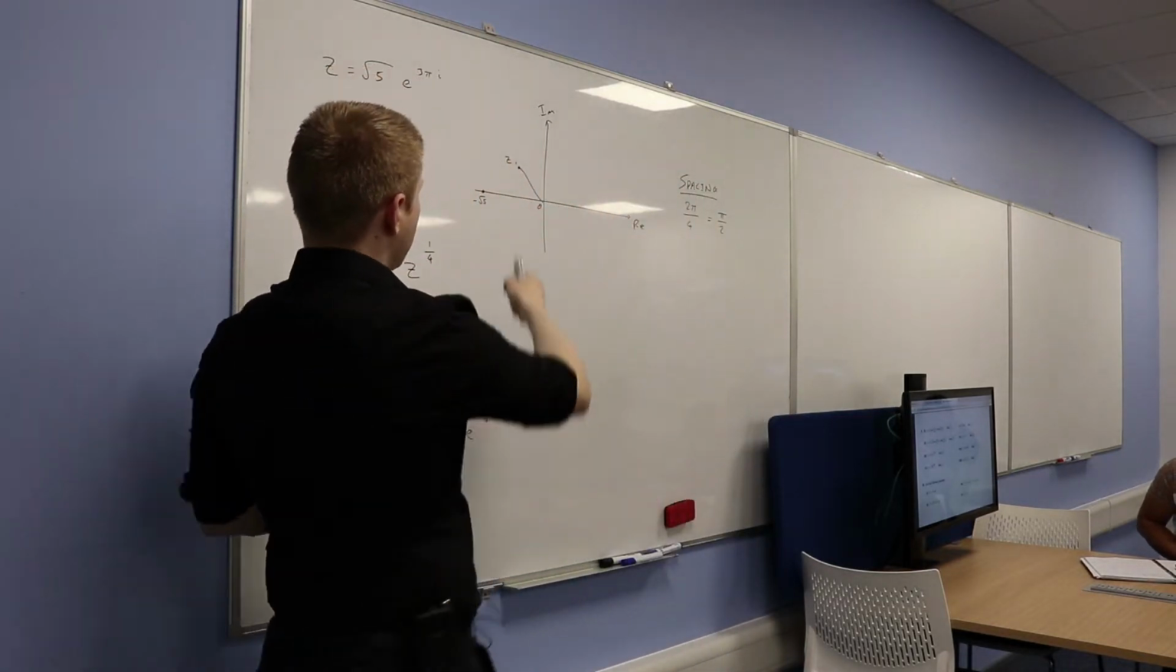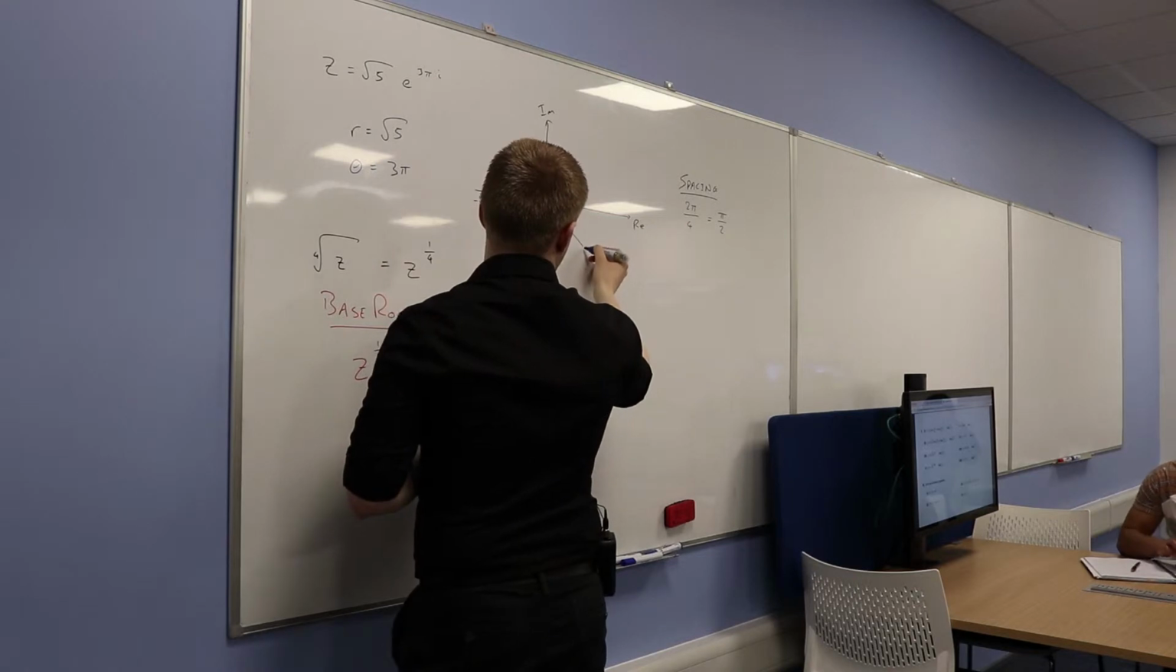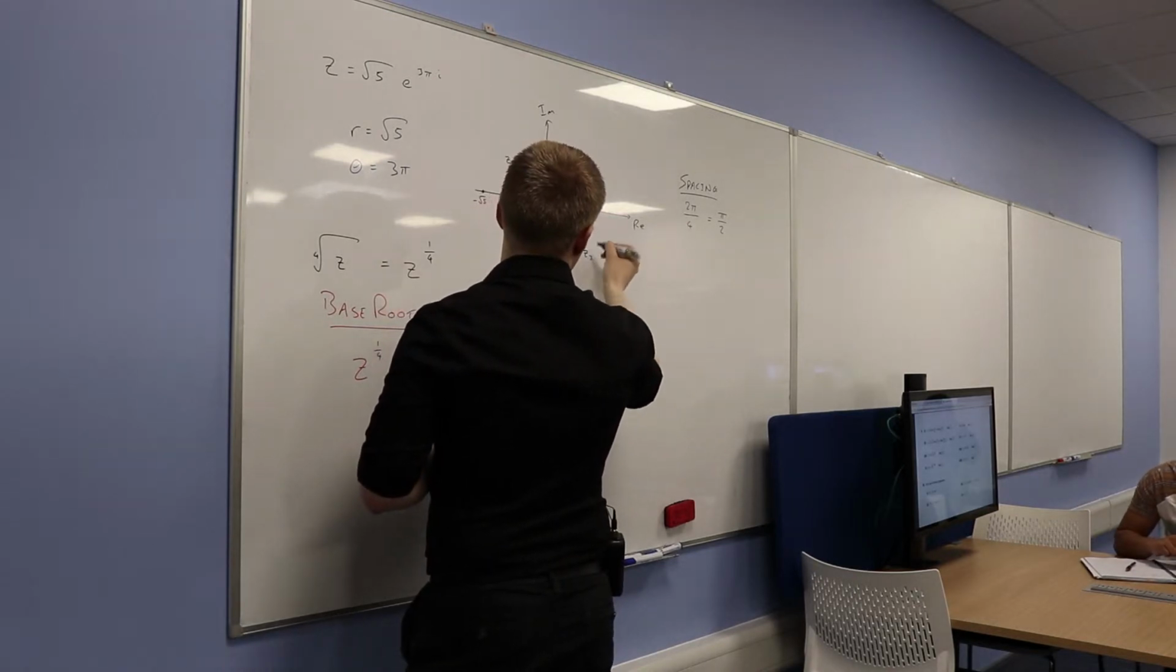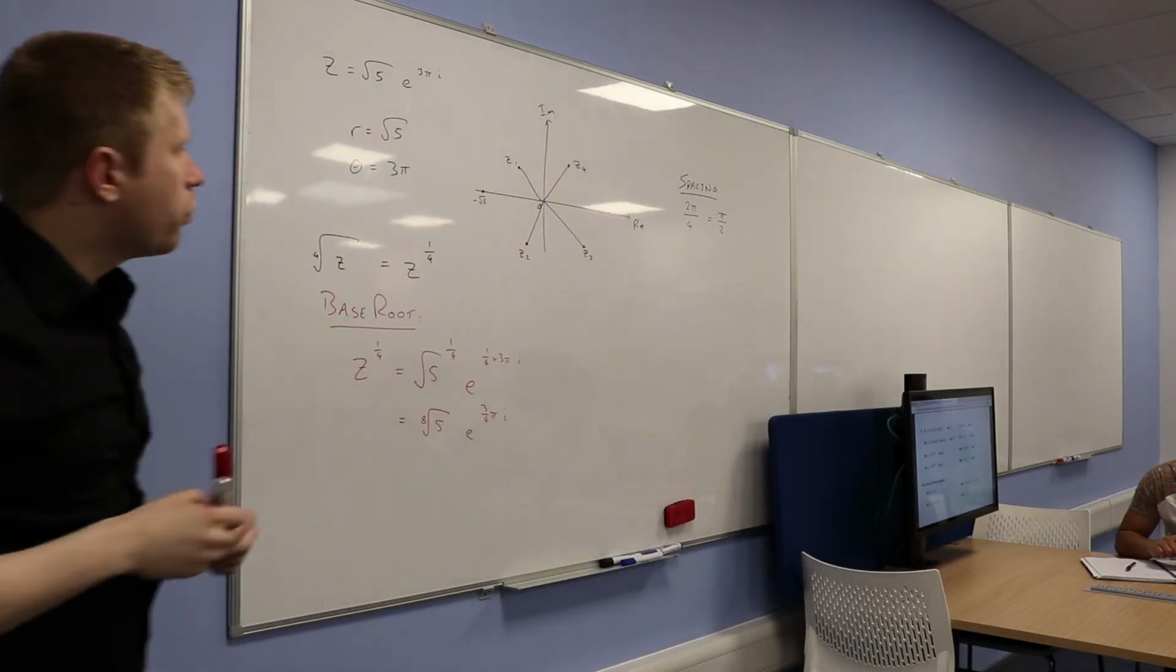Okay? So there's one here. There'll be another one over here. There'll be another one over here. And there'll be another one up here. Okay, so those are my 4 roots there.